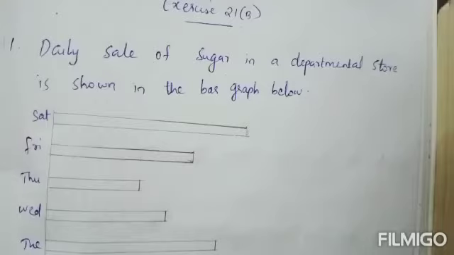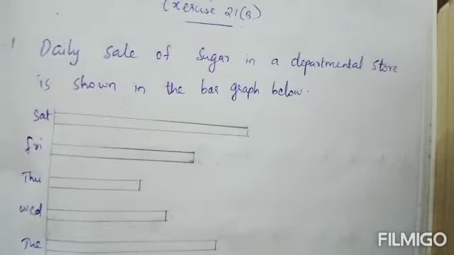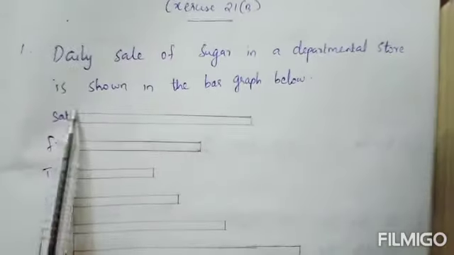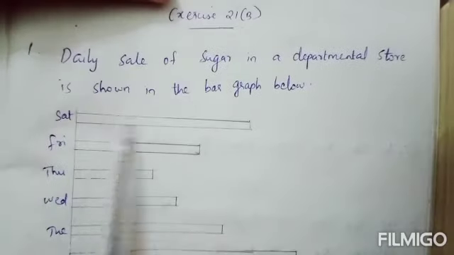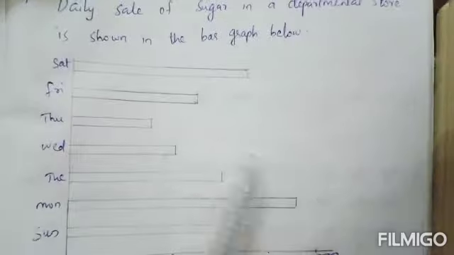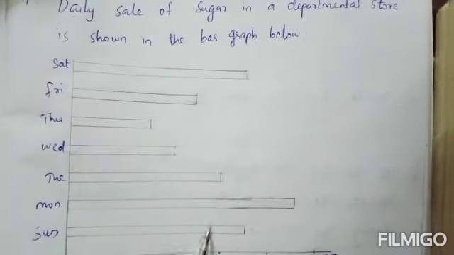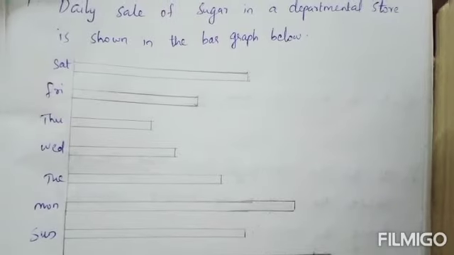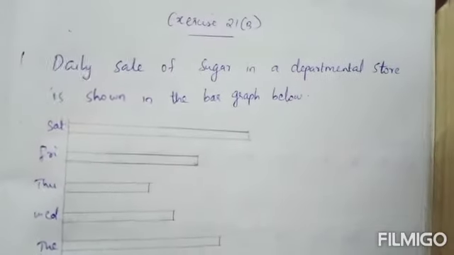Next, let's discuss bar graph. In a pictograph we use symbols or pictures to represent information or data. But in a bar graph we use rectangles of different heights but the same width. Rectangles of the same width but different heights are used to represent information. Now let's study bar graph through a problem.